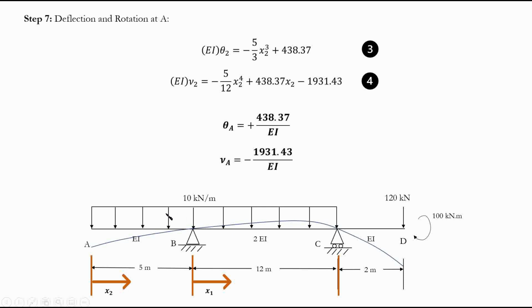For the deflection and rotation at point A, we cut the portion AB here, find a moment equation, and write the curvature equations. The compatibility conditions are that the deflection at point B is 0, and the rotation from the left side of B and the right side of B are equal. From those, we find our constants. Again, just put x2 equals 0 here to find the rotation and deflection at point A. And that's it for this question.